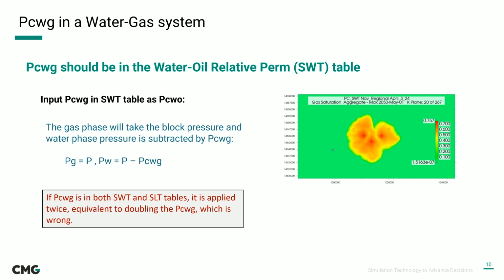Now, let's discuss the capillary pressure values in a water gas system. When you have a CO2 injection in a saline aquifer and you have capillary pressure values between the gas and the water, they should be specified in the SWT table. Do not set them in both SWT and SLT tables. If you do that, you will be applying the capillary pressure values twice. You will be doubling the effect, which is incorrect. So again, the capillary pressure values should be in the SWT table.